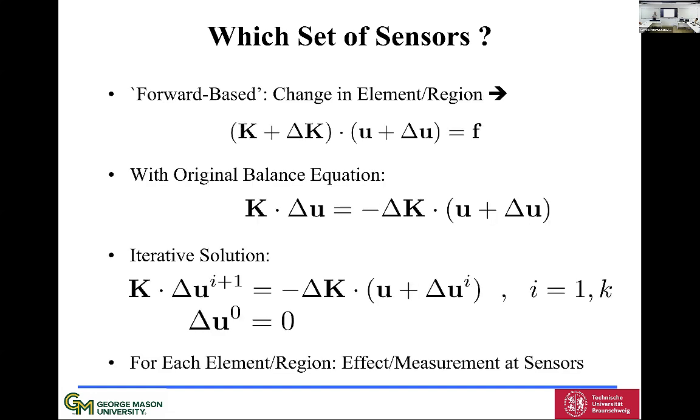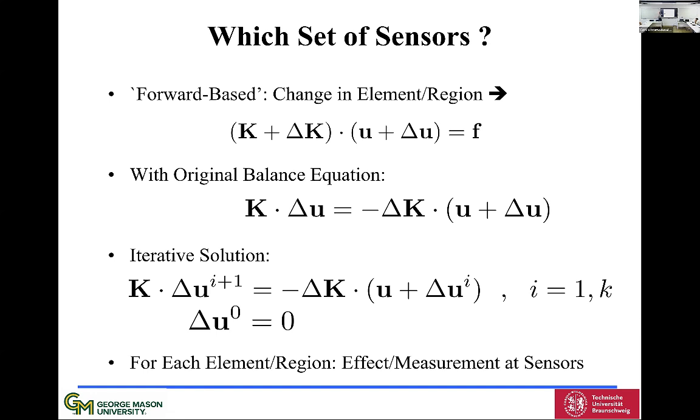Okay, so how can you do that? Well, suppose that you have a weakening, so you have changed K plus delta K. That will give you a change in displacement. And so with the original balance equation, Ku equals F, you can remove that, and you end up with an equation for the increment of your displacement or your strain based on the change of stiffness that you have. So this would be the direct way to do this.